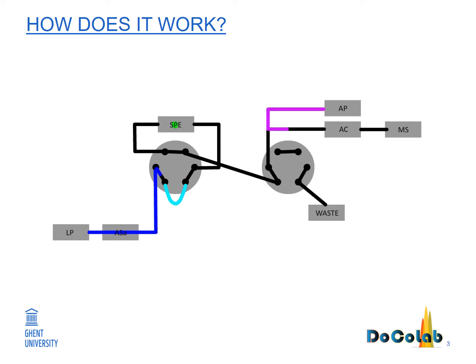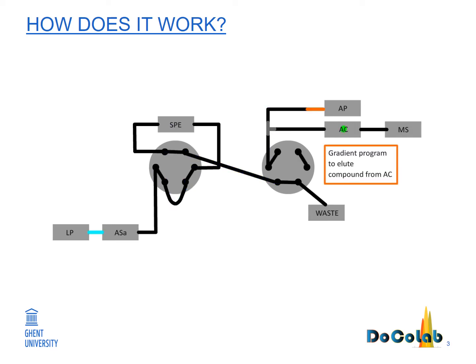The methanol will then elute our retained compound in backflush mode, and it will transfer the compound to the analytical column. The combination of both flows, so the one from the analytical pump and the one from the SPE, in the T-piece is very important to be able to focus the compound at the head of the analytical column.